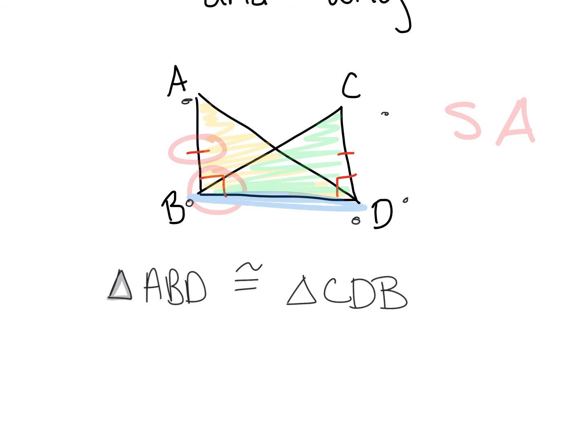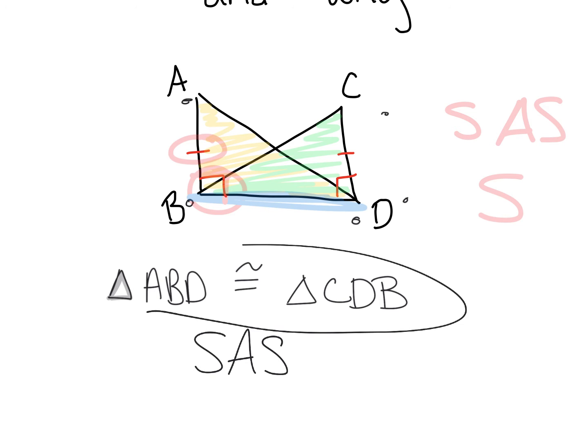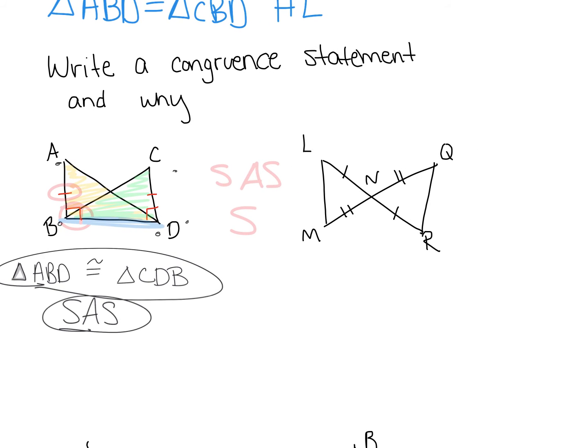So BD in my yellow triangle is going from the outside over, and then DB is going the opposite way. So that's another side. And since that angle's in between those two sides, it is side, angle, side. Okay, so you will have to do this on the quiz. You're going to have to write the congruent statement, and you have to decide which of the properties you're using. Okay. So let's look at another one.